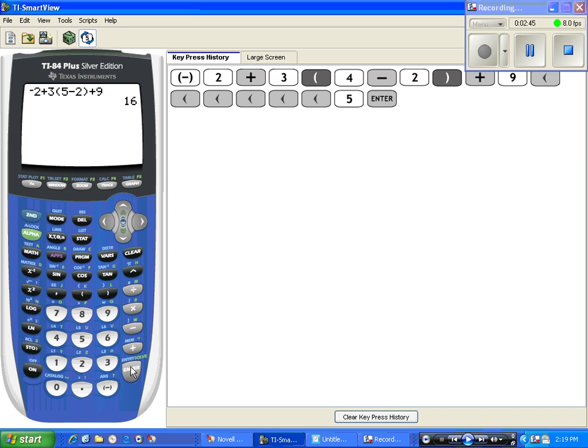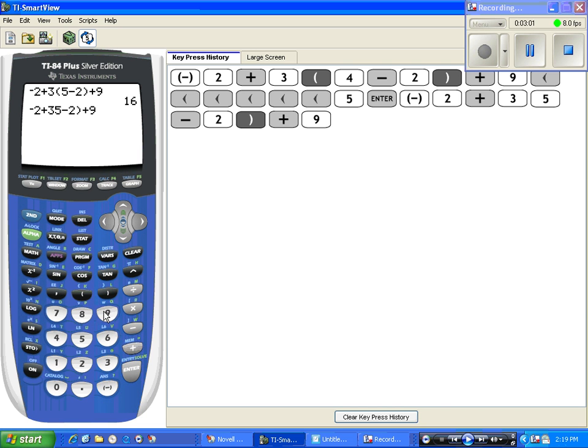Now let's do that again. This time, negative 2 plus 3, 5. What I'm doing here is forgetting my parenthesis. Subtract 2, close parenthesis, plus 9. Now to put that parenthesis back in, what I can do is cursor back again, and I want to stop on the entry that is right after what I want to squeeze in front of, and then I press second, insert, and then parenthesis, and I can squeeze in that missing 5 and hit enter.